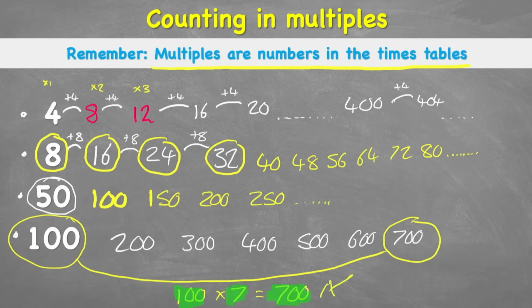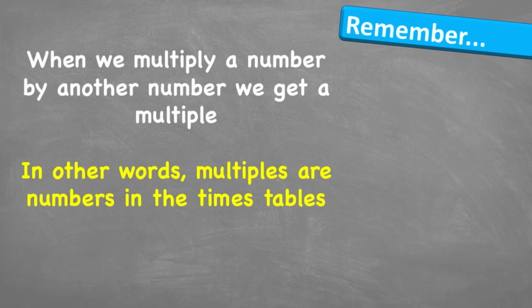Therefore 700 is a multiple of 100. It's also a multiple of 7. But we'll get to that in another lesson. Let's look at what to remember. When we multiply a number by another number, we get a multiple of both of those numbers. In other words, multiples are numbers in the times tables.